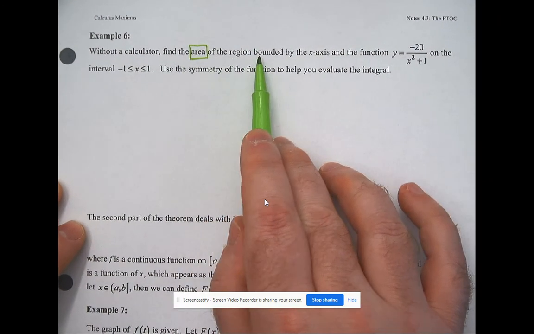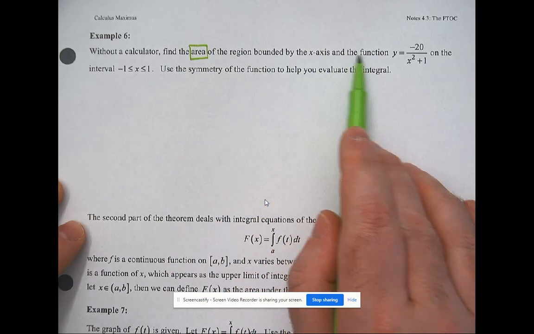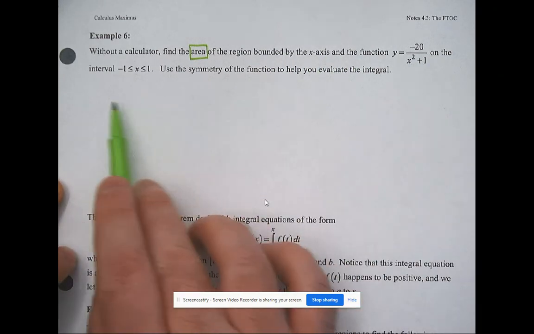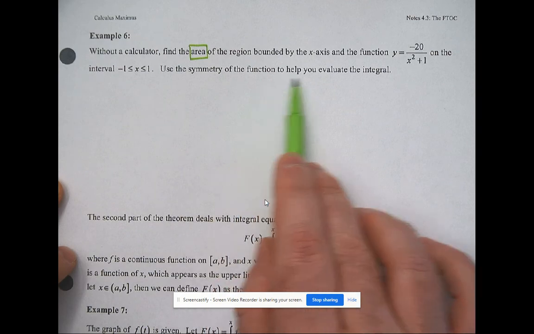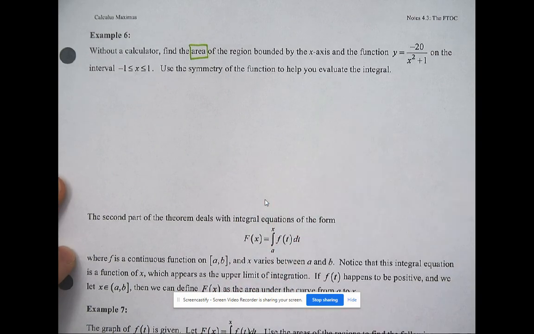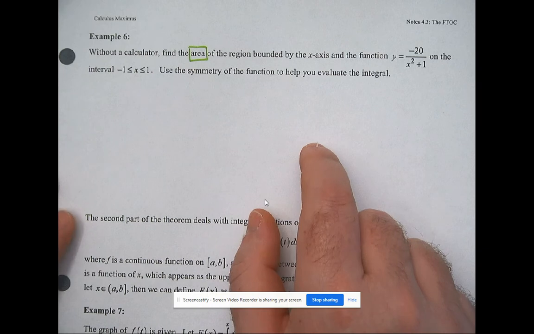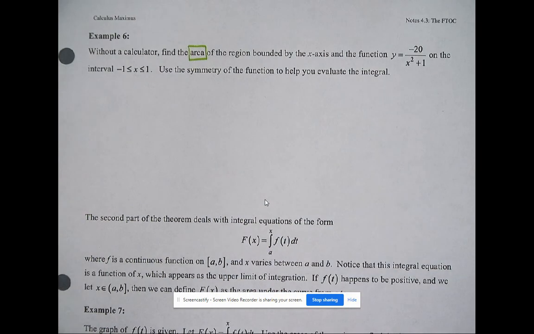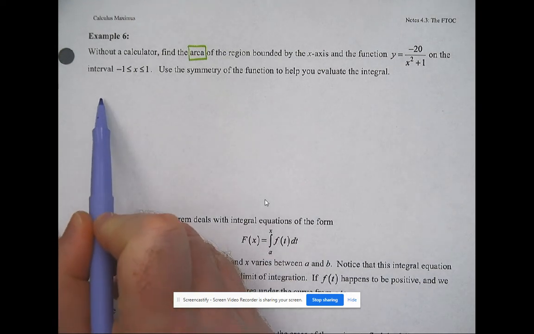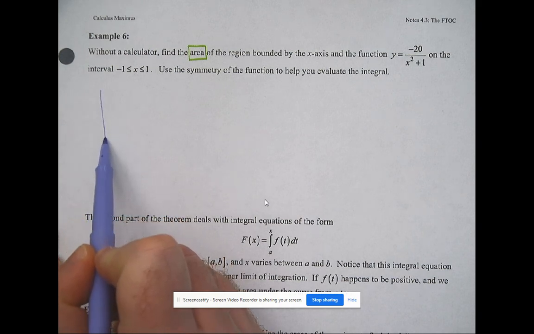Find the area of the region bounded by the x-axis and the function y equals blah, blah, blah on the interval from -1 to 1. Use symmetry to help you evaluate the integral. So, yeah, I guess I can show you how to do it with symmetry, but I don't know if it really saves much time here. The big issue for this, I used to not do this problem because I looked at it and kind of freaked out. It's not as scary as it looks. Making a sketch is actually not as scary as it looks.